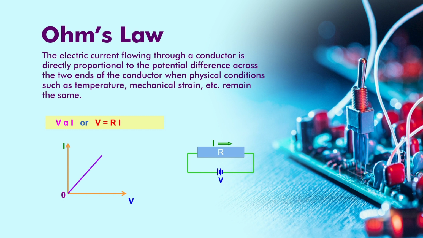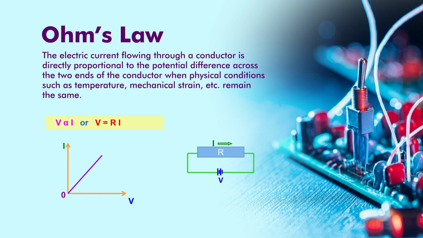Ohm's law is a fundamental principle in electric circuits that describes the relationship between voltage, current and resistance in a conductor. It states that the current passing through a conductor is directly proportional to the voltage applied across it and inversely proportional to the resistance of the conductor. Mathematically, Ohm's law is expressed as V equals IR. Overall, Ohm's law says that V is directly proportional to I, and to remove the proportionality, we use a constant, resistance R.